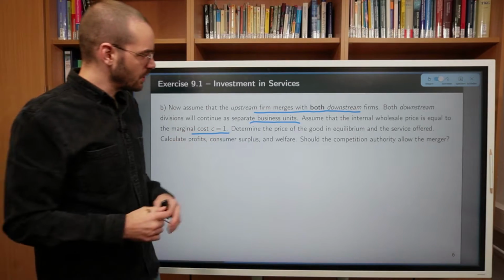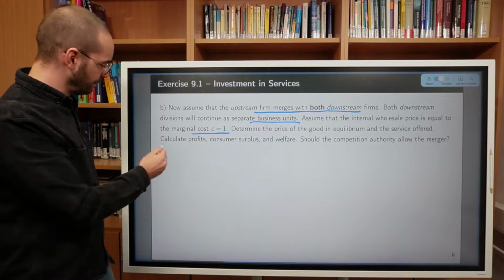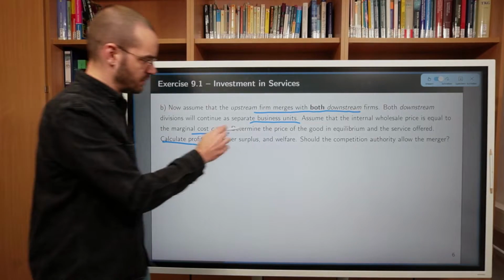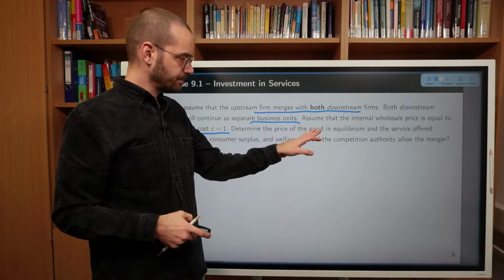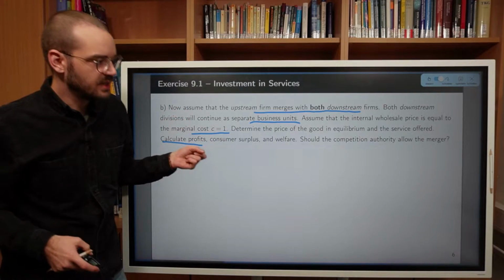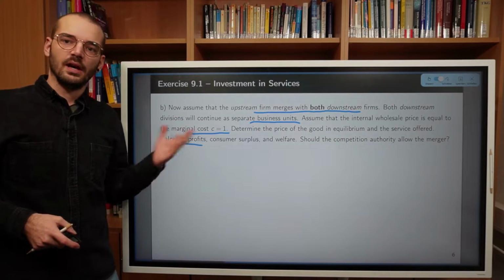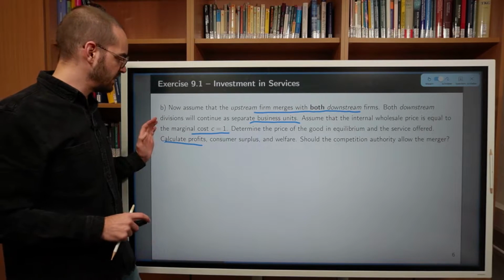And then we are asked to determine the price of the good in equilibrium and the service offered. We are furthermore asked to calculate profits, consumer surplus, welfare, and so on. And then finally, we are asked to answer the question whether or not the competition authority would or should allow this merger, this vertical integration of all firms in the market.